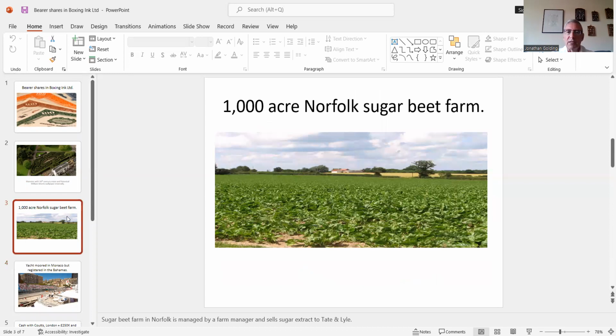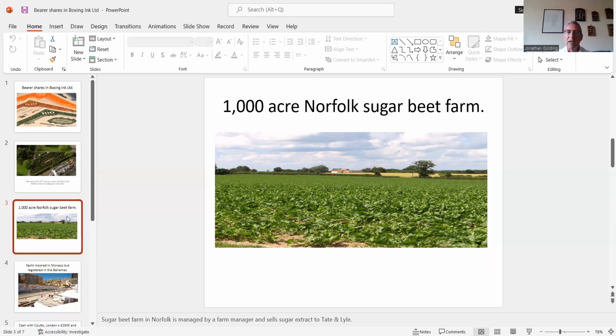We move to the 1,000-acre Norfolk sugar beet farm. This is run by a manager who is occupying the main farmhouse. So Sir Charles doesn't ever go to the sugar beet farm. It is run as a business. But in the UK, we have something called agricultural property relief.